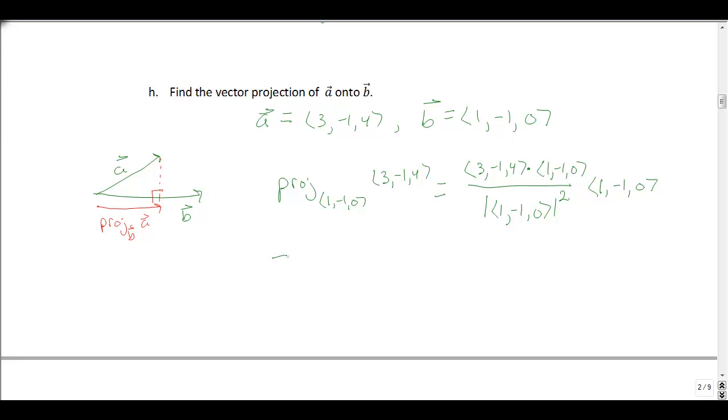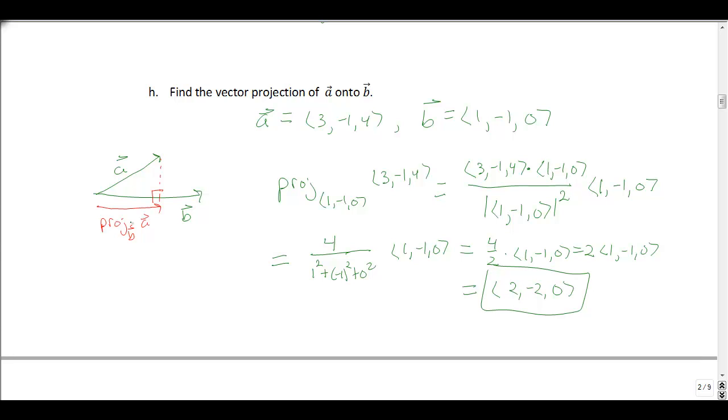Okay, now we need to do the calculation. We get 3 plus 1 plus 0, that's 4 when we do the dot product. This bottom is going to be 1 squared plus -1 squared plus 0 squared. We're going to multiply that by 1, -1, 0. So we're going to get 4 over 2 on the bottom times 1, -1, 0. That's 2 times 1, -1, 0. So that gives us the vector in the end, 2, -2, 0. So that's really this red vector here.